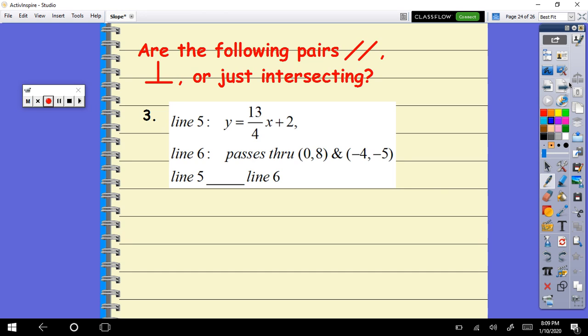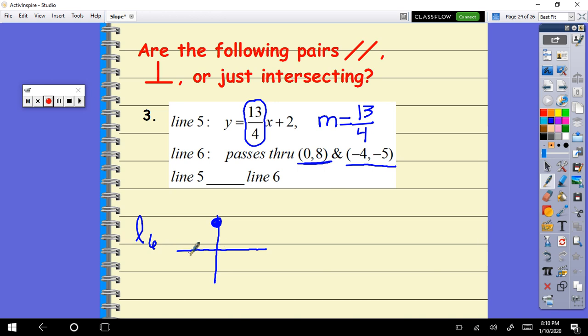So last but not least, same kind of question. Well, I need to say that line 5 has a slope of 13/4, which I can see just from the fact that it's in y equals mx plus b form. Line 6, I'm going to have to do some work. So earlier we said if you're going to do this quickly, sketch the point (0, 8), which would be way up here on the y-axis. Sketch the point (-4, -5), which would have to go left 4, down 5. Oh, so I see that my line is diagonal and it increases, so my slope is positive.